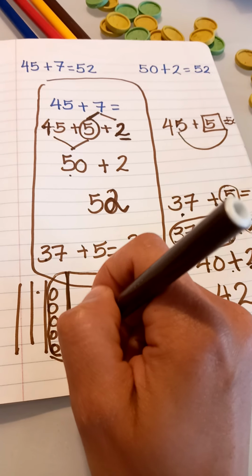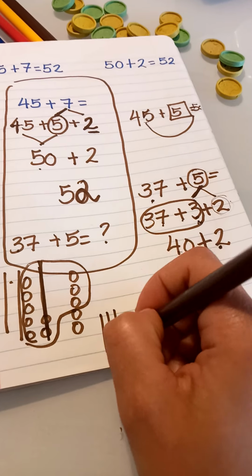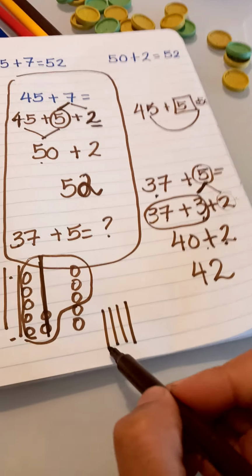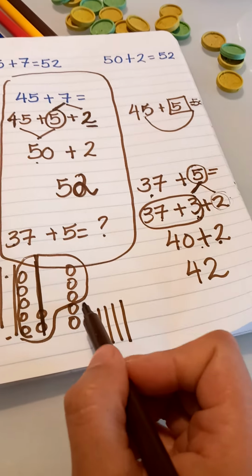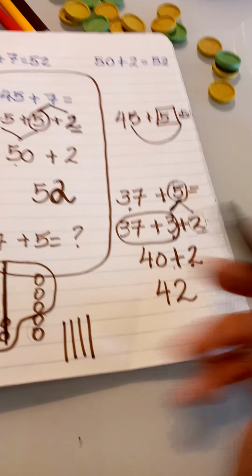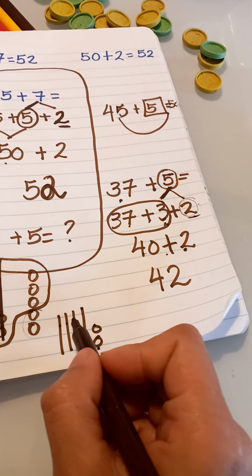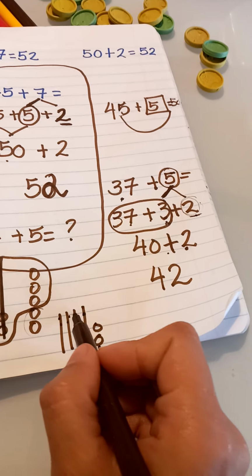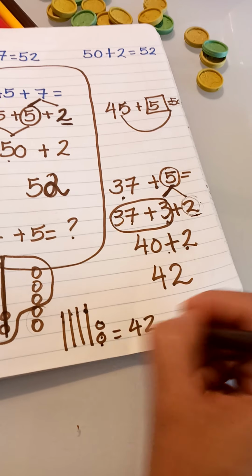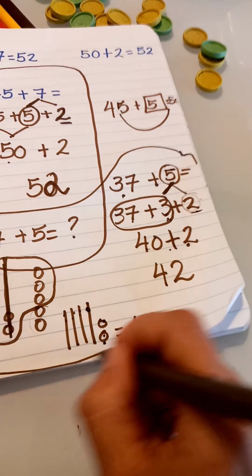So once I found a group of 10, I'm just going to add a line. So now I have 1, 2, 3 in a new line that's 40. So 10, 20, 30, 40. And I'm going to add with the other part of the 5, which is the leftover 2. So 10, 20, 30, 40, 41, 42. So these are the same.